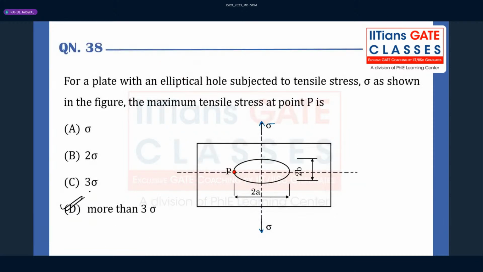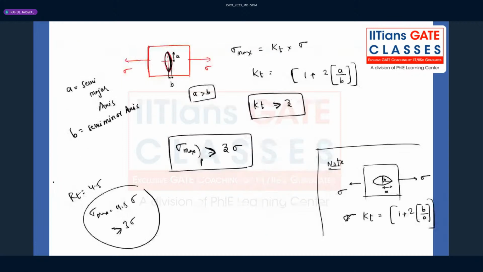More than 3 sigma. If it is a circular hole, where A is equal to B, then Kt will be exactly equal to 3, my dear, no doubt. So what is the maximum value of Kt for a circular hole? 3.